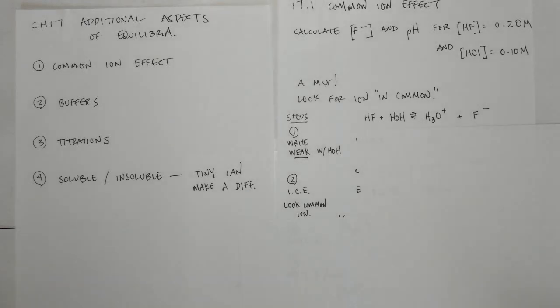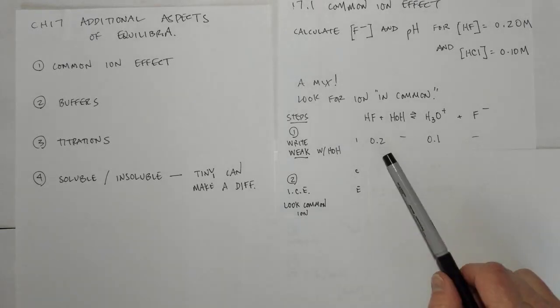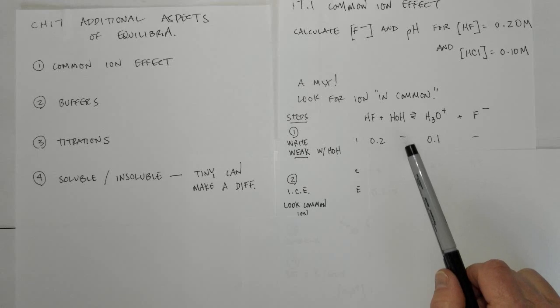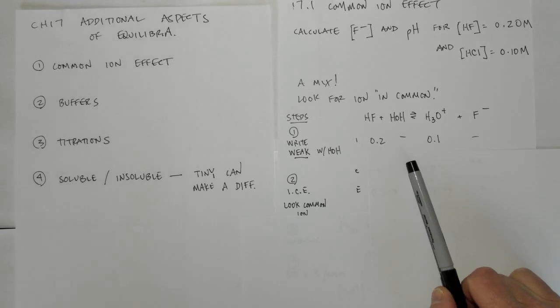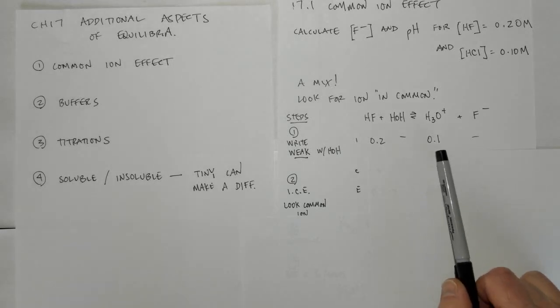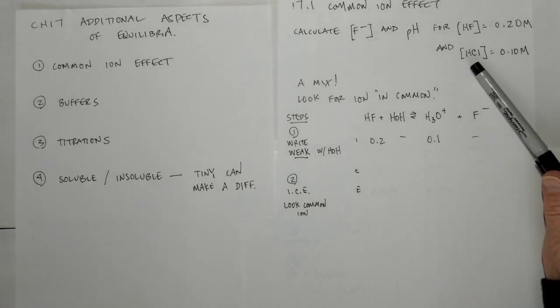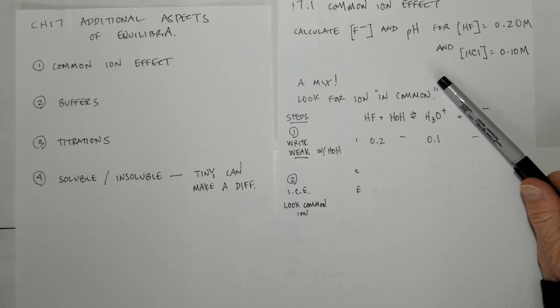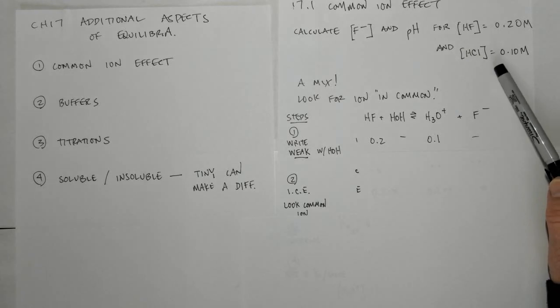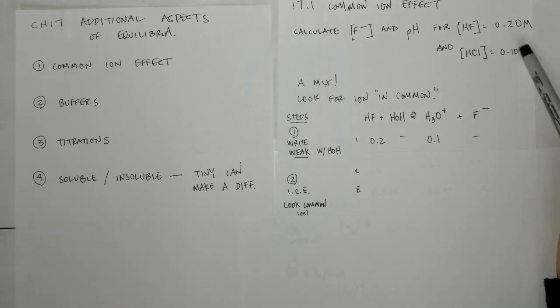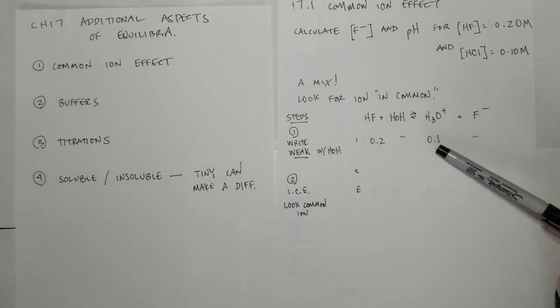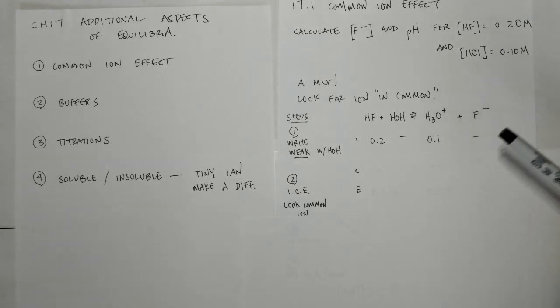And initially, I have a concentration of 0.2 molar for HF. Water is a pure liquid, so it's not going to affect the equilibria. And then H3O plus is going to come directly from the HCl, because remember HCl is a strong acid, so it will completely dissociate into H plus and Cl minus. And 0.1 of that will be already dissolved in this solution. And then there isn't any F minus present at the start.